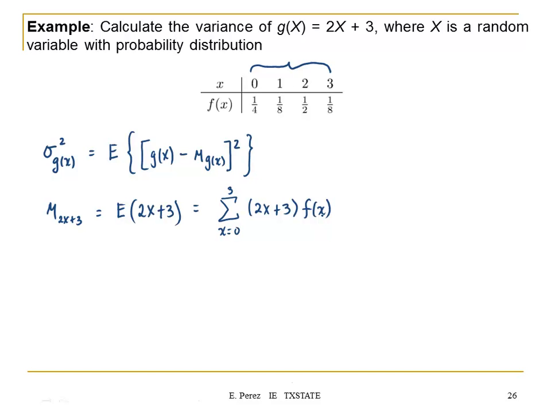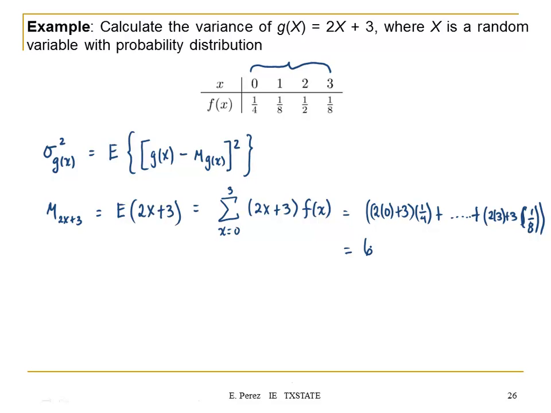If you solve this, you have 2 times 0 plus 3 times 1/4, plus, up to 3, 2 times 3 plus 3 times 1/8. And that will be equal to 6.